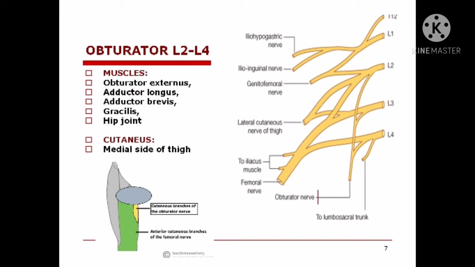The obturator nerve, it arises from the anterior division of the L2, L3 and L4, and the muscles it supplies are the obturator externus, the adductor longus, the adductor brevis, the gracilis, if you remember the adductor compartment, and it also supplies the hip joint. The cutaneous supply is shown by a small yellow strip on the medial aspect of the thigh.